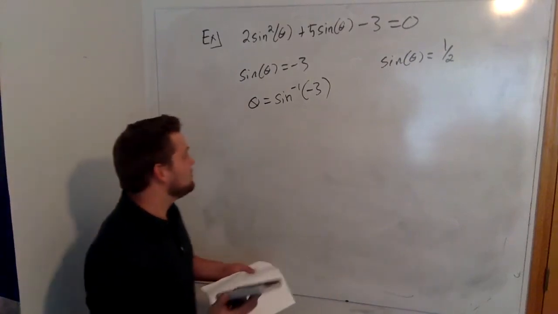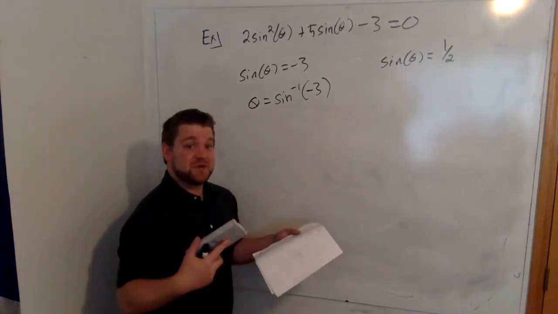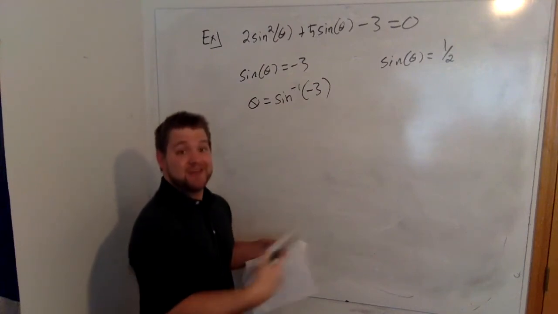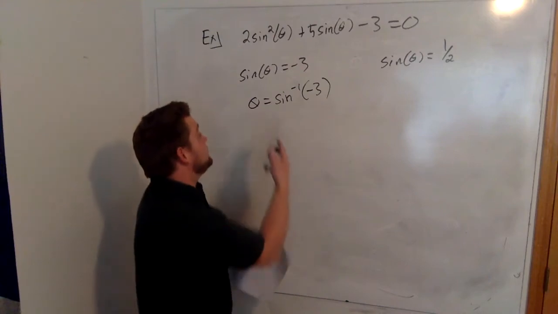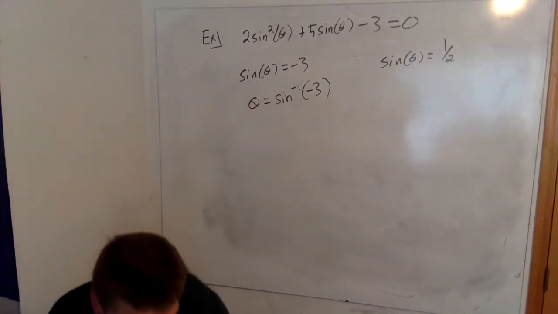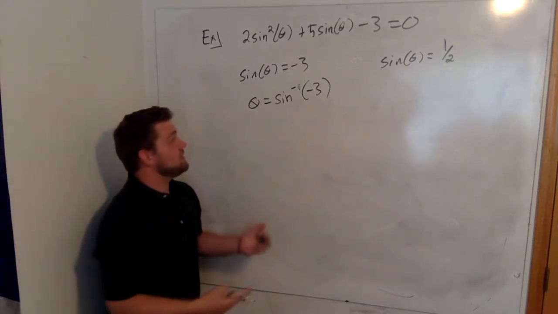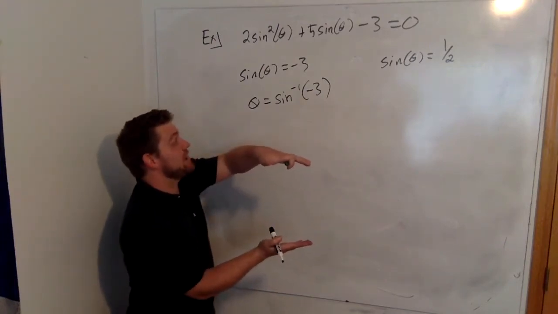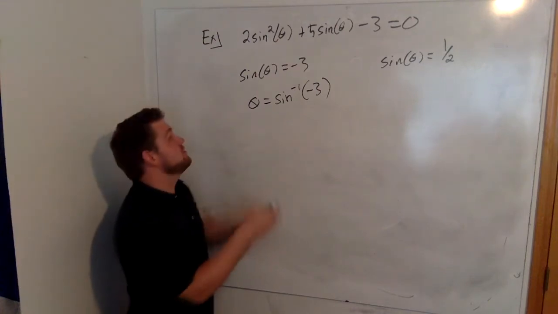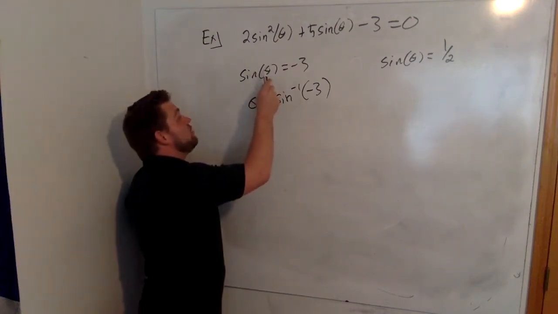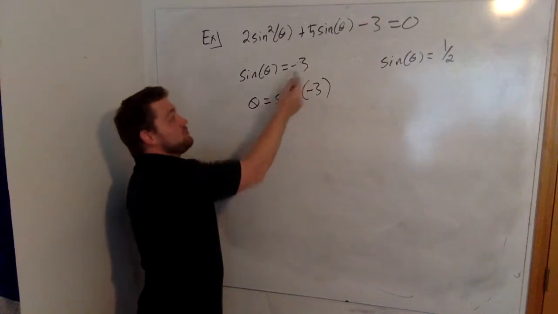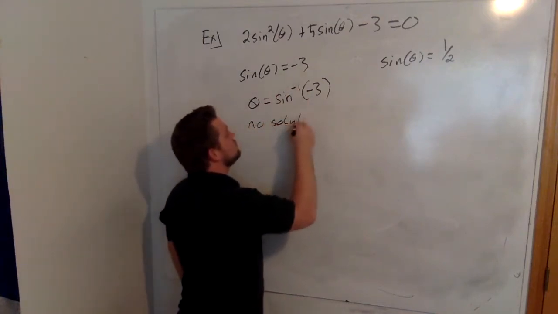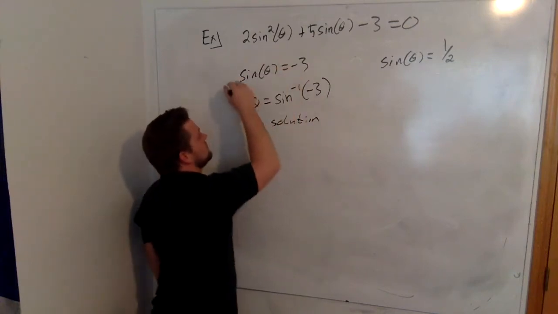Well, remember that the domain of sine inverse is between negative 1 and 1. Sine inverse can only eat numbers between negative 1 and 1. This should make sense because sine of theta has an amplitude of 1. Sine of theta only spits out answers between negative 1 and 1. So there's no angle such that the sine of that angle will spit out negative 3. There is no solution for this piece right here. This makes no sense.